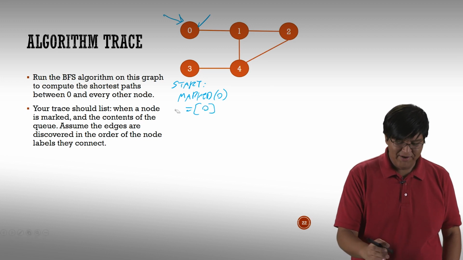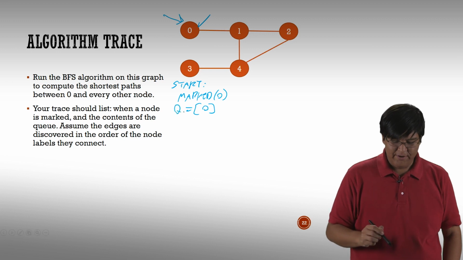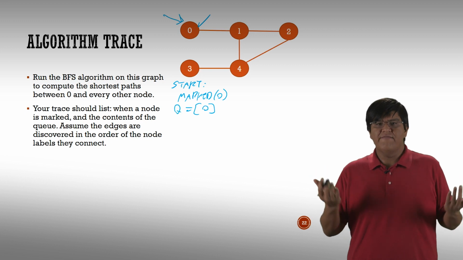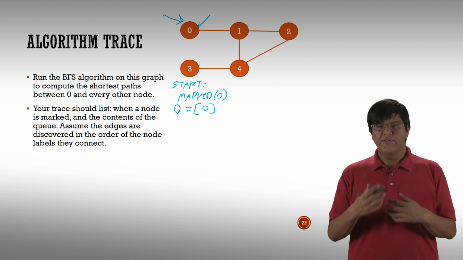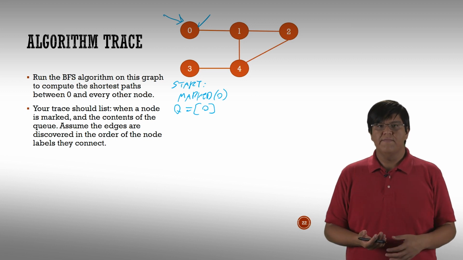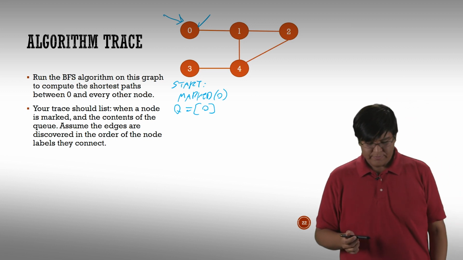And we'll draw maybe a slightly better Q for you guys. Q, there we go. So this is how I start: marked of 0, Q of 0. Okay, so what do I do after this? Well, I have to go into that loop. There's a loop that'll run inside BFS until that Q is depleted. So let's see what happens.